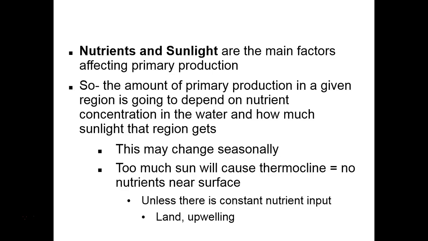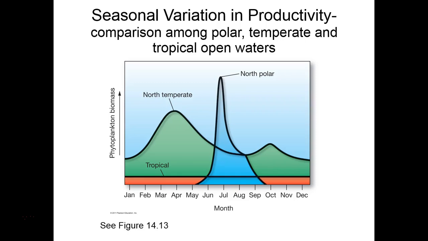The only way that an area that has a lot of sunlight will have a lot of nutrients in the surface water is if it's near land or there is upwelling going on for other reasons other than temperature reasons. So if we look at 3 different environments, we can compare the primary productivity in those 3 environments in the ocean.